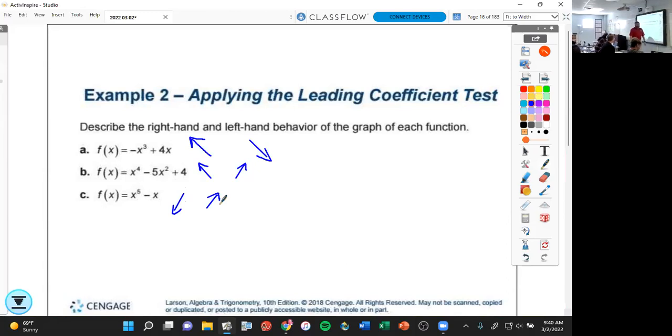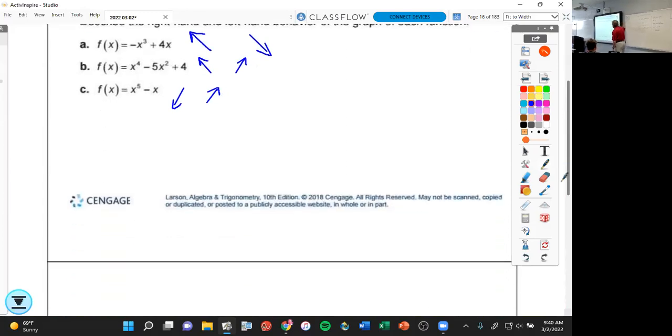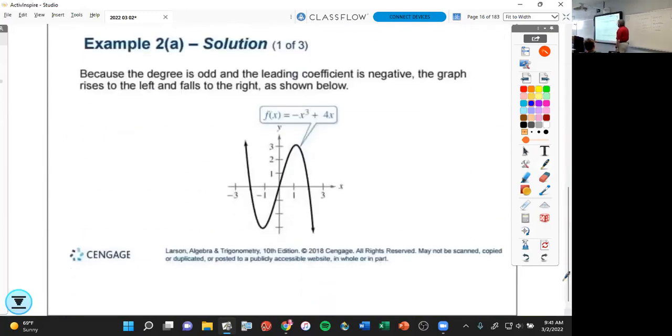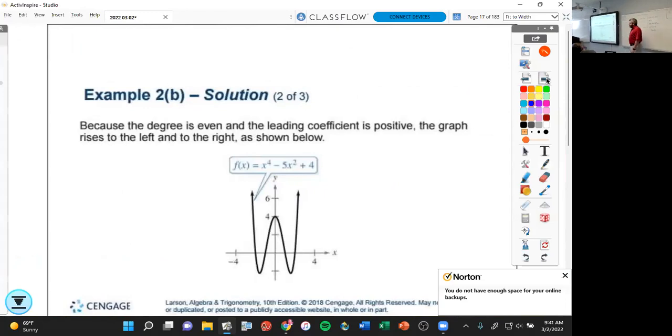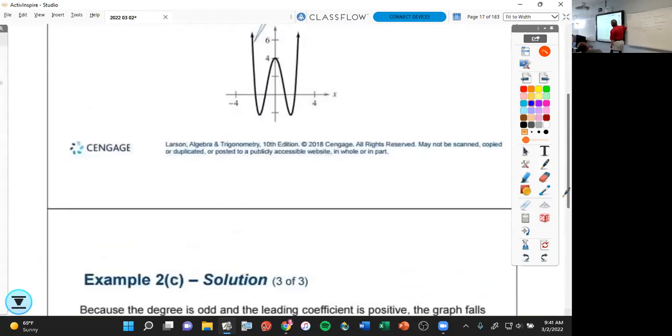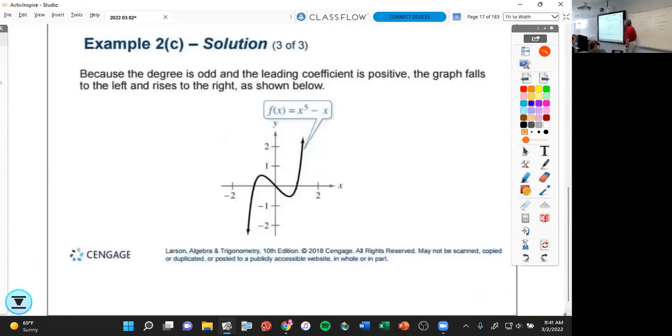I'm going to go on to the next slide and go fast. If y'all want to take snapshots, it's going to be part A, part B, and part C on 3 different pieces. Here's part A. They actually graphed it, but all we were doing was talking about what the ends are doing. And that's what we said. Part B. There it is. Up. And part C. Down, up.